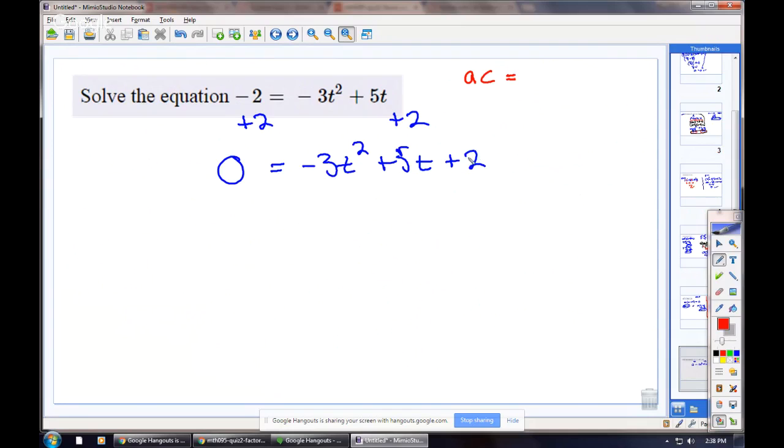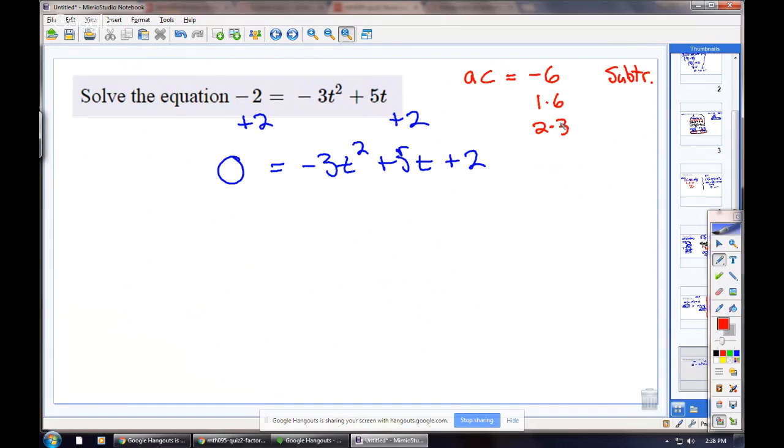My C is 2. -3 times 2 is -6. What does the negative mean with the AC? Think. Yes, it means that we're going to subtract factors. If it's positive, you're going to add factors. 6 factors as 1 times 6 or 2 times 3.